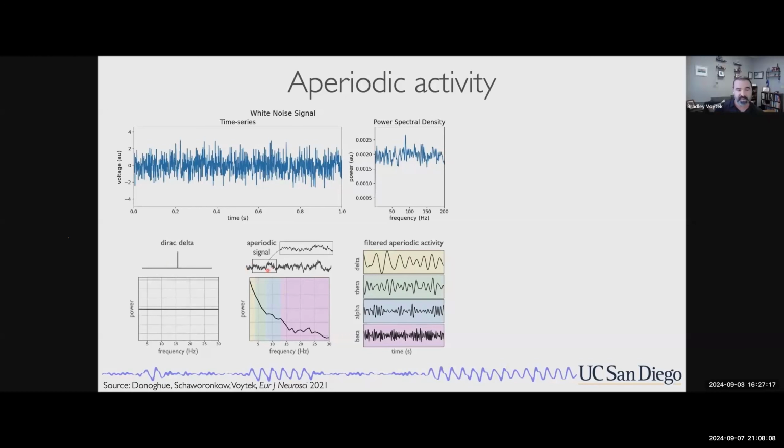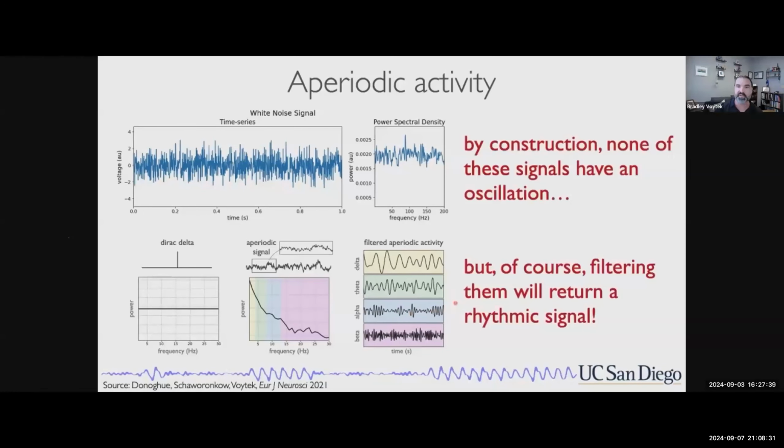So here is an aperiodic only signal that we've constructed that is based off of different physiological features that we can simulate. And it will have this kind of 1 over f-like distribution of power, but again, by definition, no oscillations anywhere. But if you filter in the canonical frequency bands, it'll certainly give you what looks like even bursts of oscillations at different frequencies.